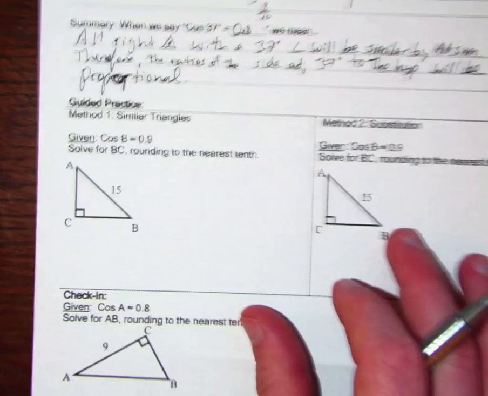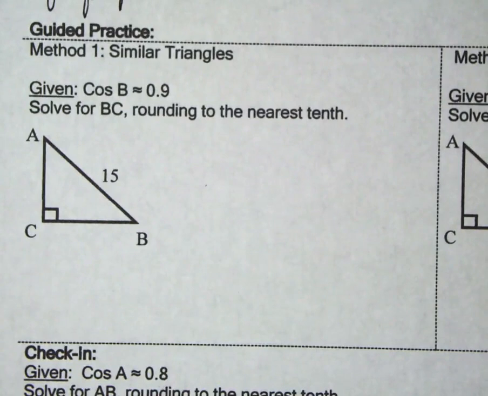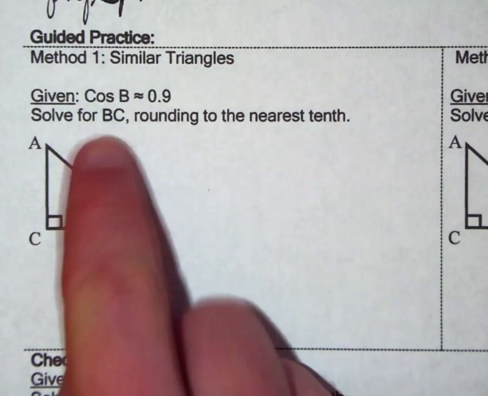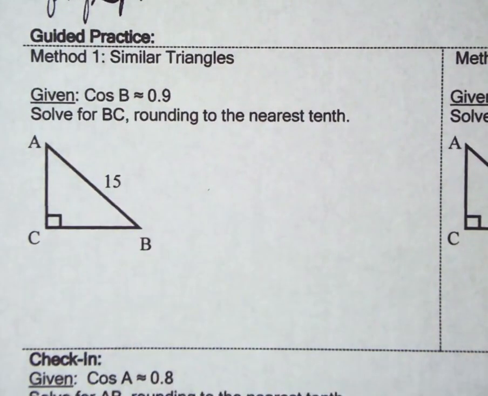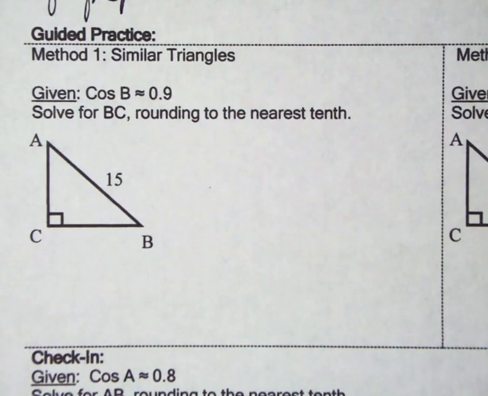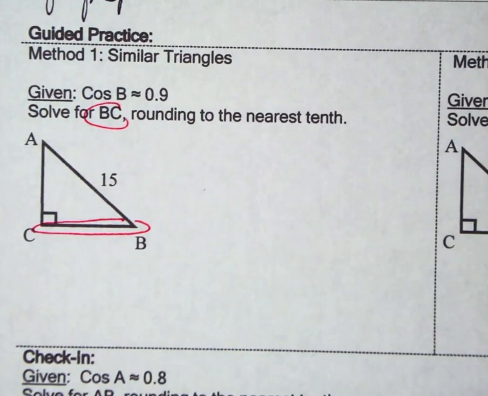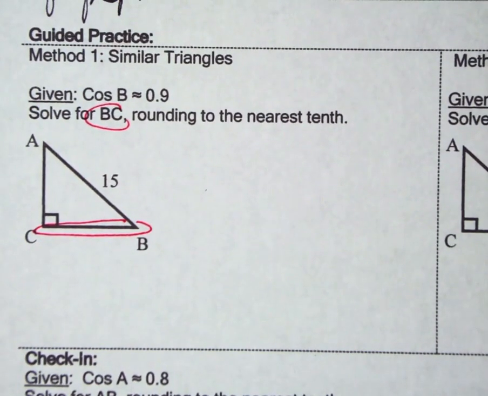Let's zoom in on our first example, and we're going to do it two different ways. So here's our first one. It says solve for BC. That's what I'm really looking for. So if I solve for BC, I'm just going to go ahead, circle that here. It's my goal. But I want to look at my reference angle first, as always. And I see that it's angle B.